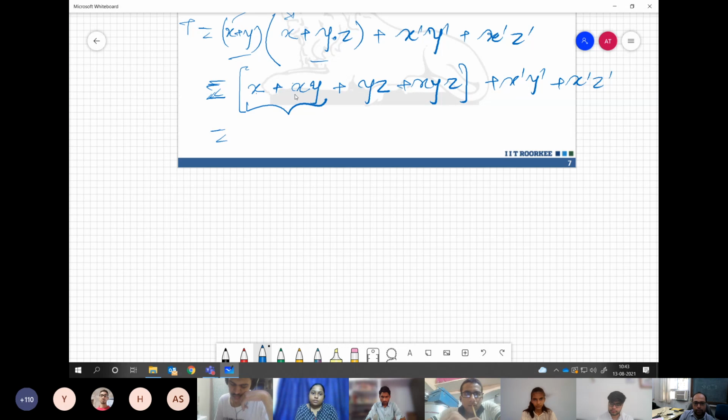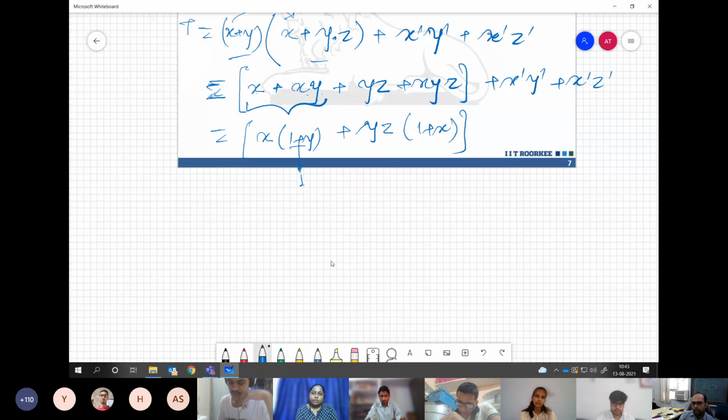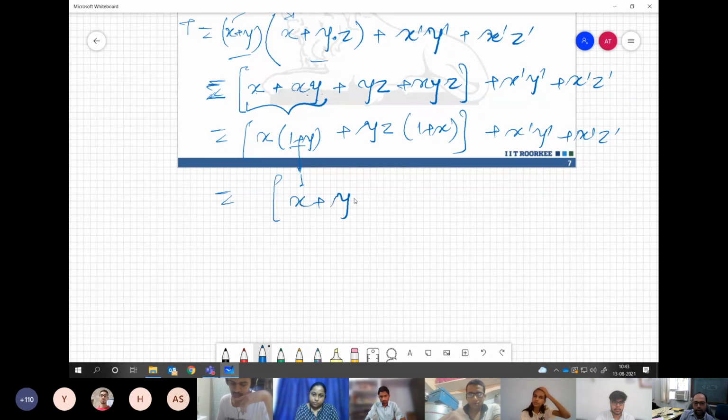So what we can do, you see this. We have x plus xy. If you take x common, what is remaining? 1 plus y. And what is 1 plus y? 1. Understanding my point? Again, in yz, if you take it here, it is 1 plus x. Getting my point? Now, what you are remaining with is x plus yz. And what you have is x dash y dash plus x dash z dash.